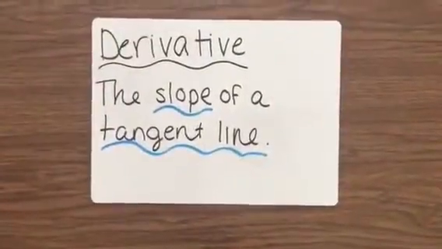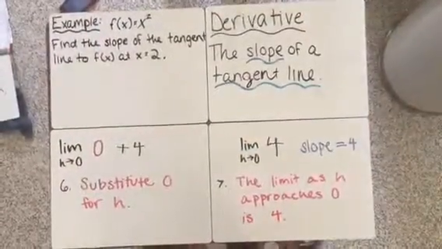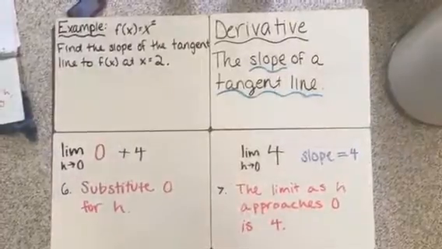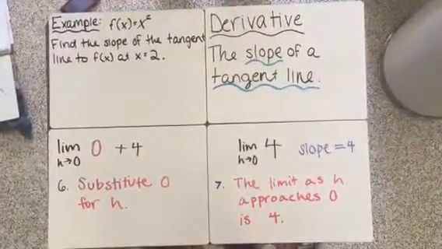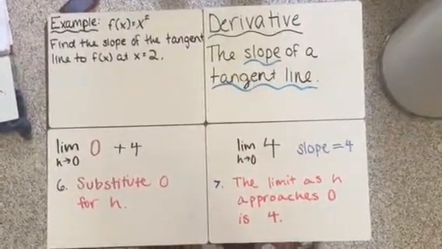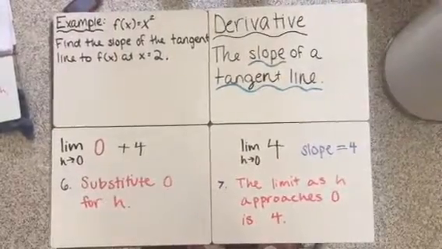A derivative is the slope of a tangent line. The slope of the tangent line is 4 because the limit as h approaches 0 is 4. That means that the derivative is also 4 because the derivative is the slope of a tangent line.